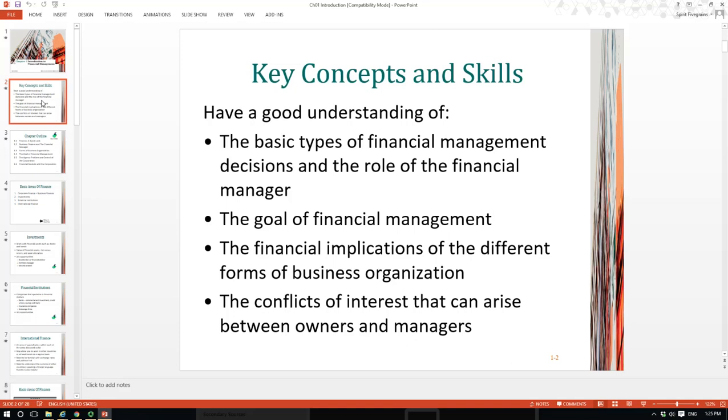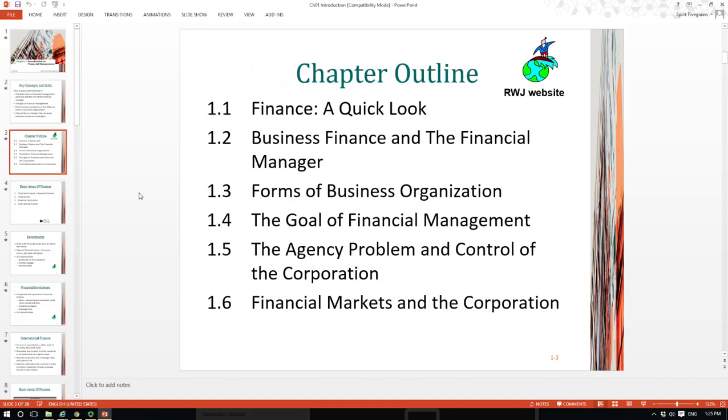The second topic is the goal of financial management, or the goal of a corporation. The third one is financial implications of different forms of business organization. And the last topic has something to do with the conflicts of interest that can arise between owners and the manager. We call this the agency problem. And here is the chapter outline.